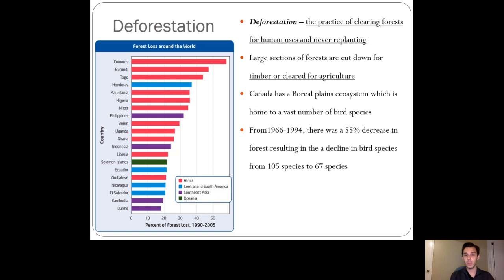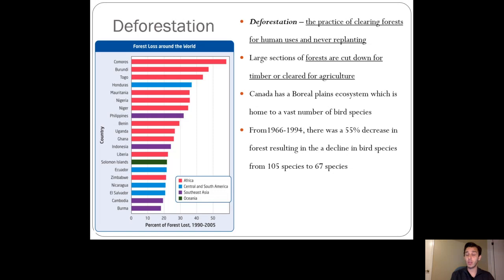Okay. Now, there are lots of different statistics we can look at to describe deforestation. I think this one's fairly staggering. Between 1966 and 94, there's a 55% decrease in trees here in Canada. And that meant there was a decrease in the number of bird species that were living here in Canada from 105 to 67. Okay, that's close to 40 species of birds, 38 species of birds gone from Canada that don't live here anymore because there's no sustainable habitat for them.